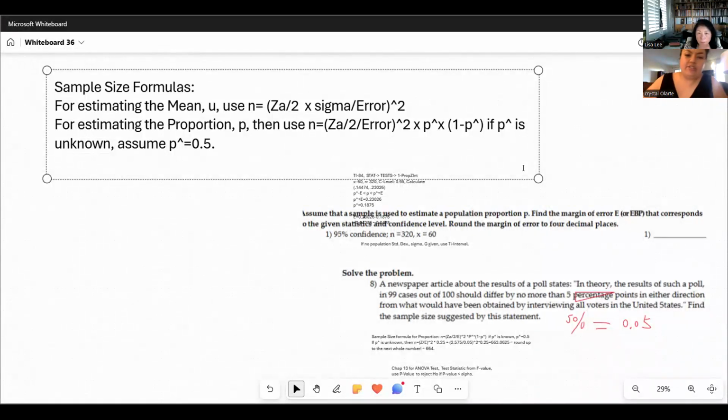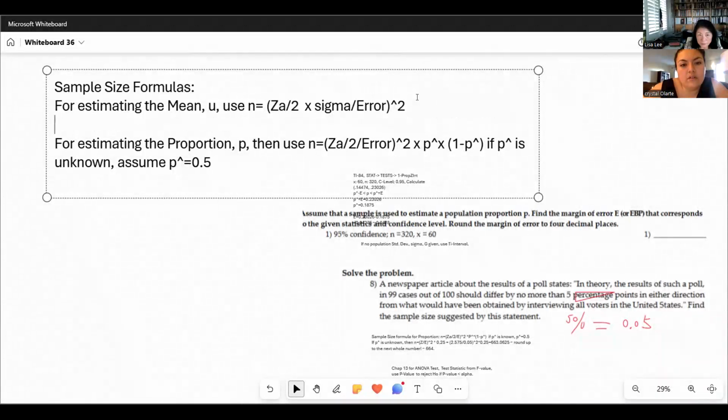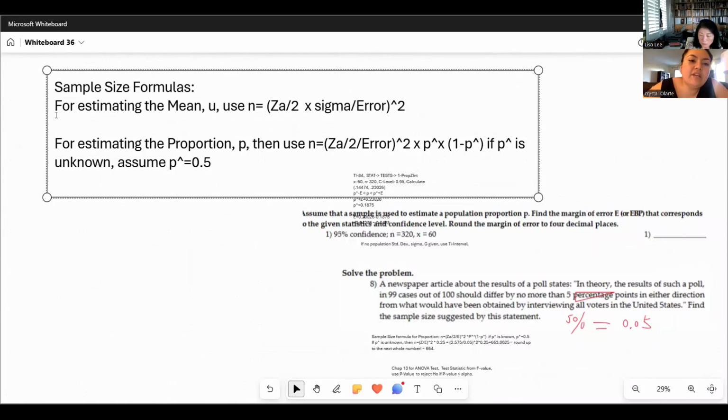Okay, I'm going to take a picture to make sure. Also, if sigma is unknown, do we sometimes use 0.5 squared or no? No. Sigma is for the mean. That's a different formula. No. But I'm saying if sigma is in the equation, do we use 0.5 if we don't know sigma?